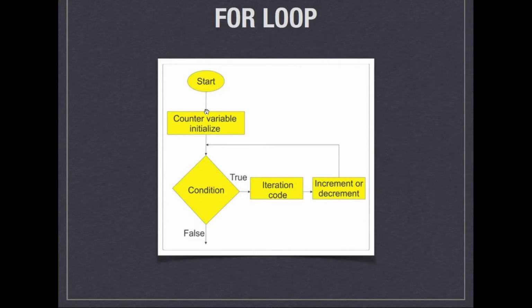We don't reinitialize and create a variable again. That's very important to notice. That's only done one time, and then the loop will keep going as need be. If the condition is false, then the iteration code is not run, and it just skips the loop. And after that, the counter variable that was initialized and used throughout the loop is no longer accessible.